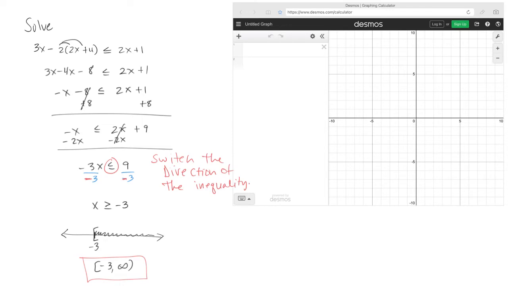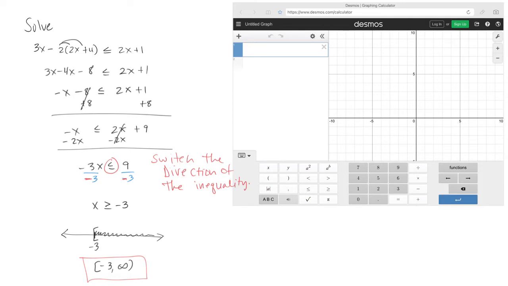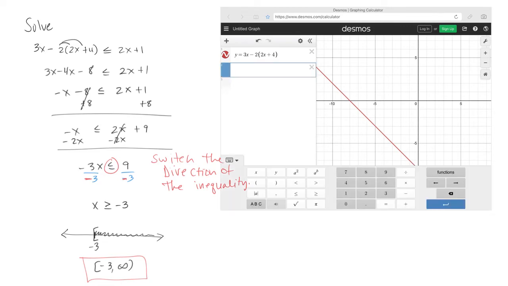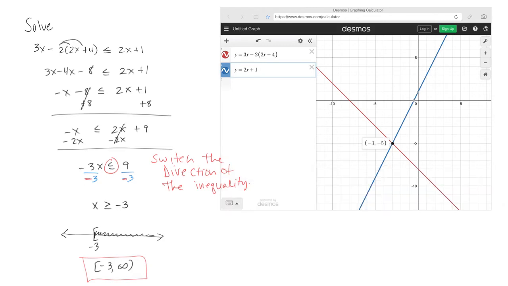So if I go to Desmos, what I'm going to do is take the right hand side and just graph it. Okay, and now I'm going to do the same thing for the left hand side. I'm just going to create another y equals and graph that one. Okay, good. So now I'm going to look and see the point of intersection. So when x has a value of negative 3, that is where these are actually exactly equal to each other.